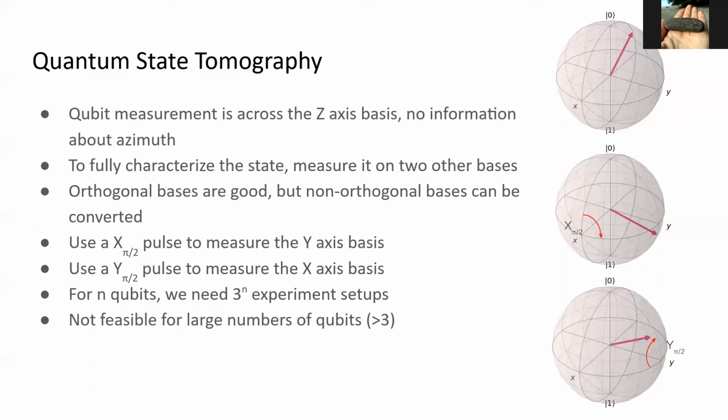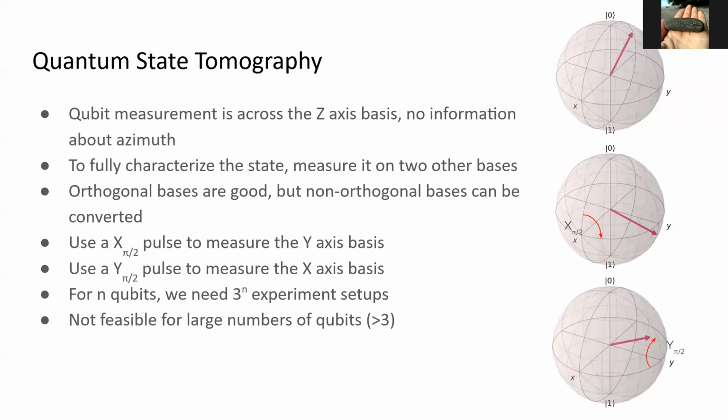And it's good to use orthogonal bases, but if all we can get is non-orthogonal bases, we can solve for orthogonal bases with some math. So how we actually do this is we perform our experiment, and normally we measure it along the z-axis. In order to measure it along the y-axis, we rotate a quarter turn on the x-axis and then measure on the z-axis. And to measure along the x-axis, we rotate a quarter turn about the y-axis and then measure on the z-axis. But the major downside for this is that it does not scale well for multiple qubits.